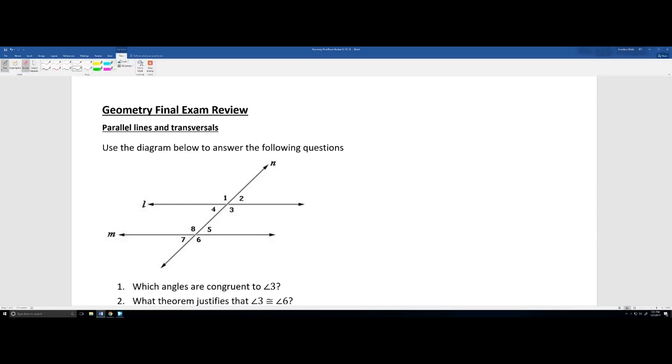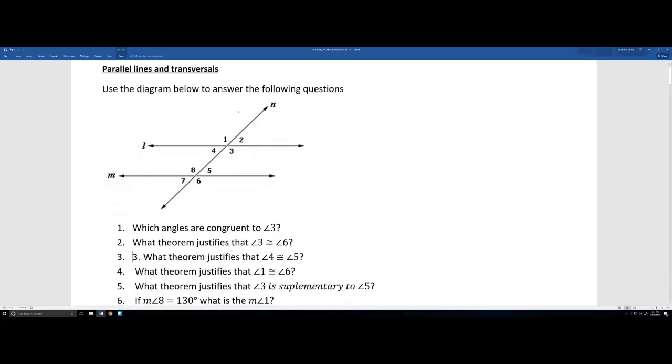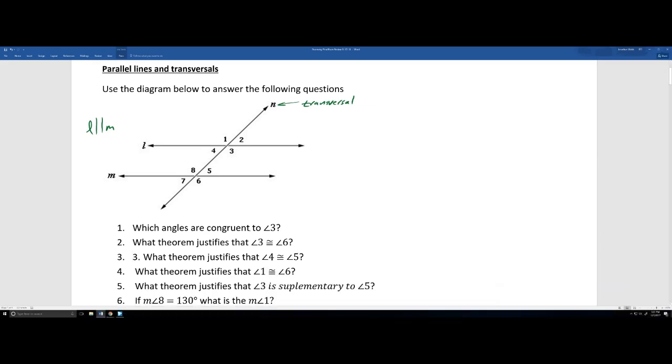We do need to discuss topic by topic, and it looks like our first one up is parallel lines and transversals. So again, if we're looking at this diagram, we are assuming that line L is going to be parallel to line M, and that we have this transversal line that cuts through those two parallel lines. Okay. Now, we're going to discuss congruency based upon what angle goes with what angle. So let's get into the idea of congruency.